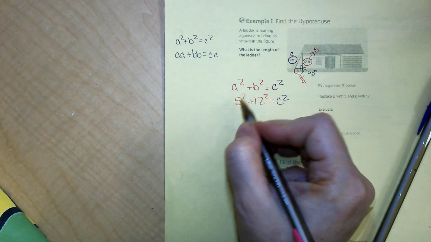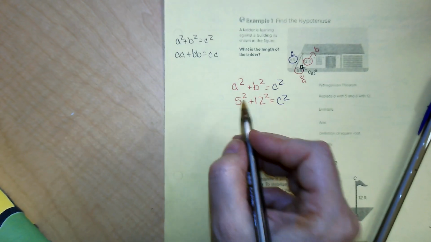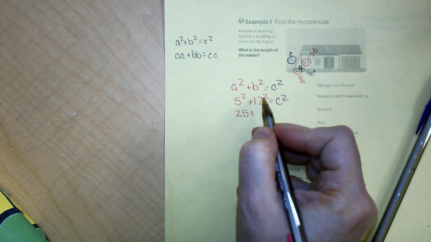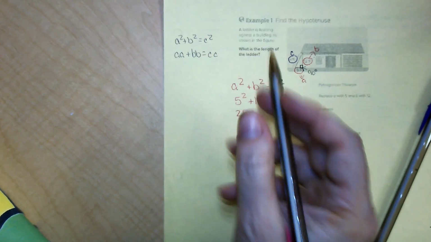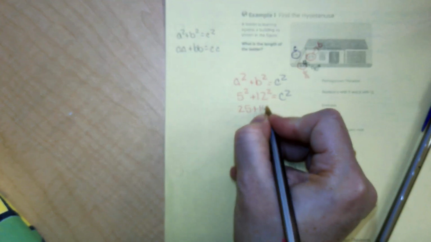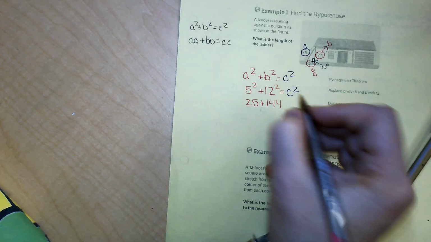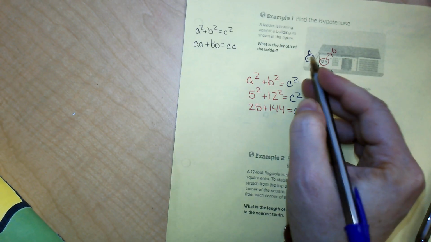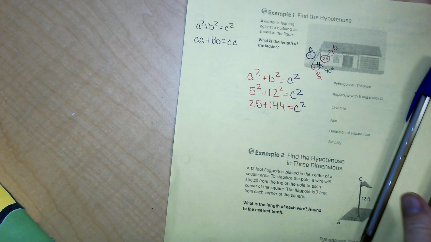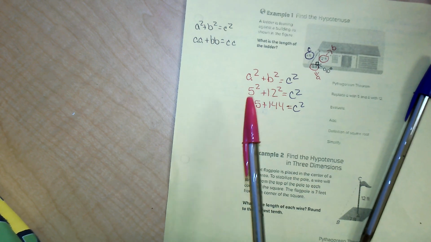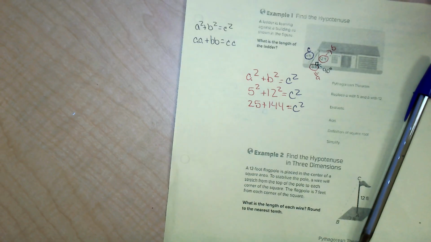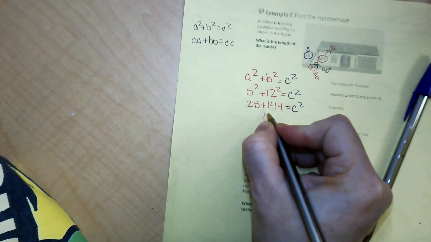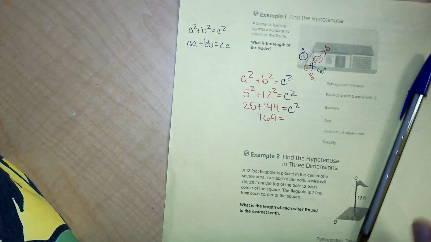So, 5 squared. That'd be 5 times 5, so 5 squared is 25. 12 squared is 12 times 12. 12 times 12 is 144. And we are looking for c squared, or x. If you wanted to use the x, doesn't matter. All right, so we are going to add together the 25 and the 144, and 25 plus 144 is 169. So you now have 169 equals c squared.